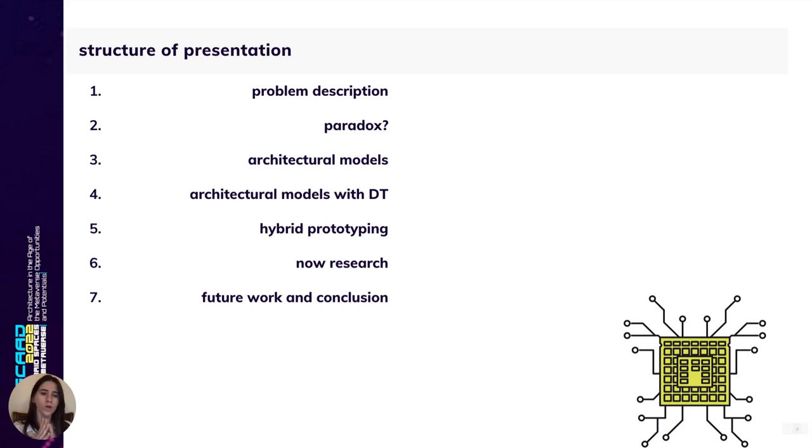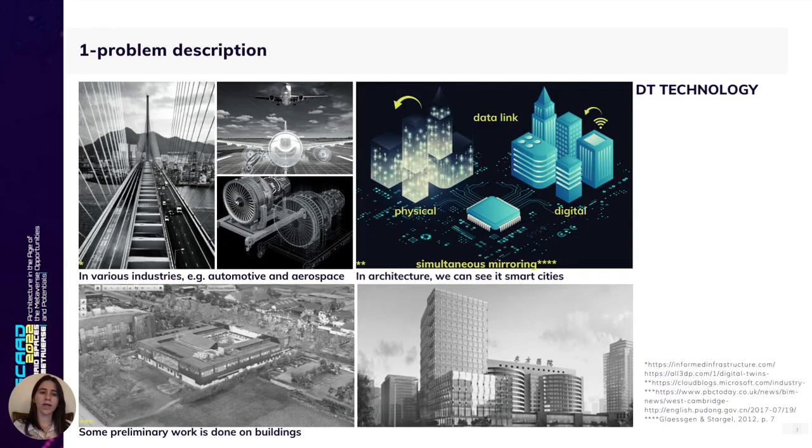Today, we will talk about our problem, our paradox, architecture models and digital twin, hybrid prototyping, and current and future designs, and we will conclude our presentation. Digital twin technology is used in various industries, such as automotive and aerospace. In architecture, we can see it in smart cities, or some primary work is done on buildings.